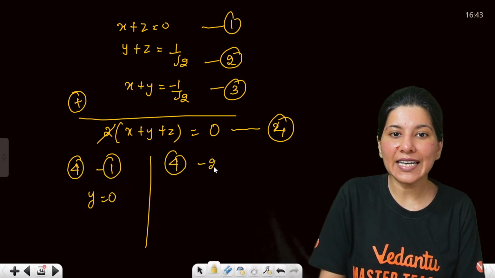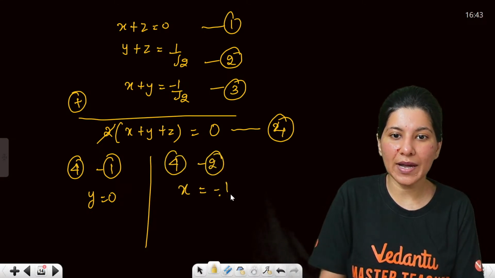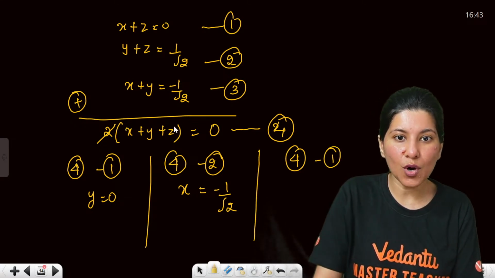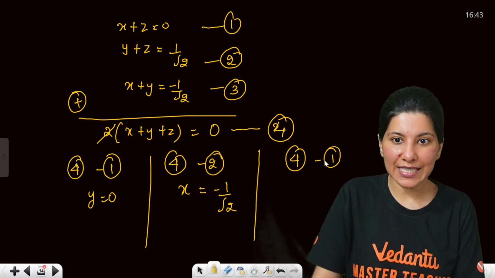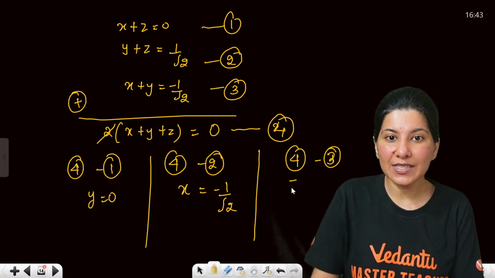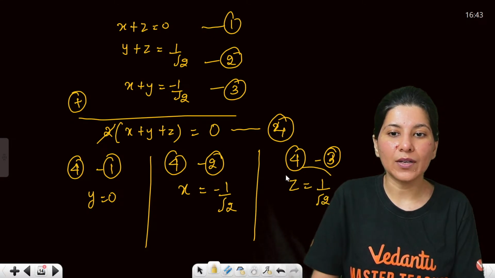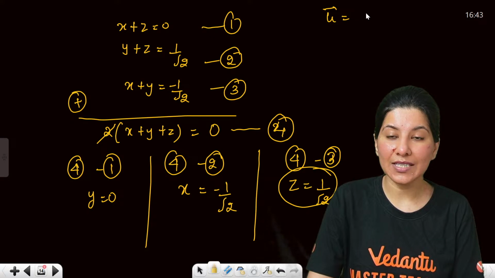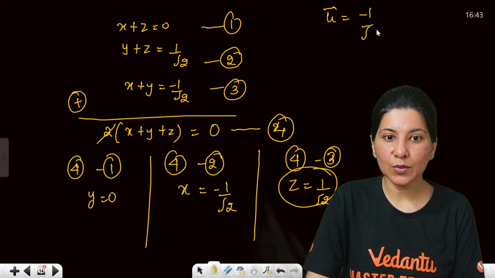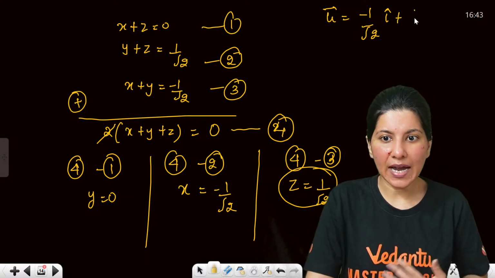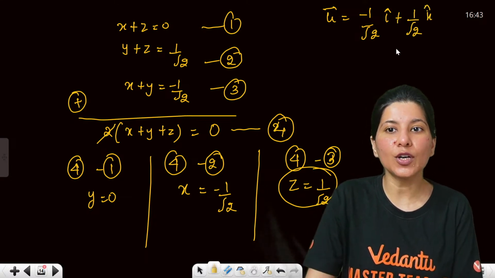Fourth minus second will give you what? X equals minus 1 by root 2. Fourth minus third equation will give you Z, that is going to be 1 by root 2. So your U vector now is coming out as minus 1 by root 2 i cap plus 0 j cap plus 1 by root 2 k cap. That is your U vector.